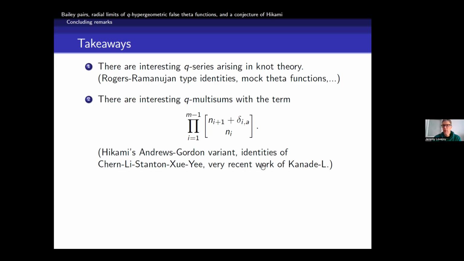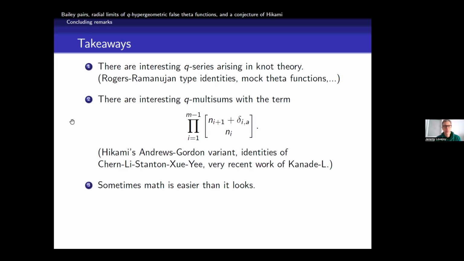And some very recent work of myself and Kanade. We looked at these and put a lot of this into the framework of Bailey pairs. So that's a story for another day. But there are interesting q-multisums with this term. Okay, so just something philosophical. Sometimes math is easier than it looks.